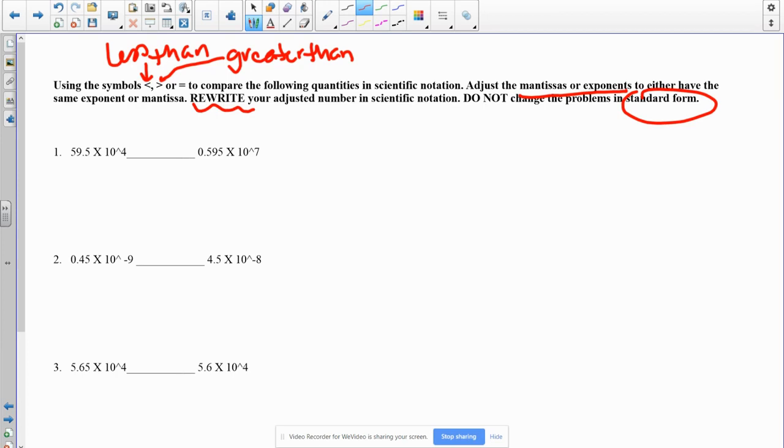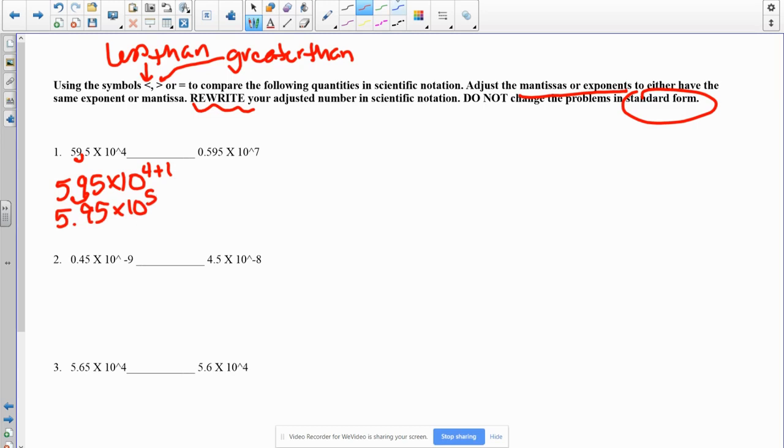So we're going to look at the first one, and I prefer having them as the same mantissas, or I should say in correct mantissa form, so my number is between 1 and 10. So this first one, I'm going to move this decimal over to my left to put it in correct scientific notation form. So it's going to become 5.95 times 10. Right now it's to the 4th, but I move that decimal over once to the left, which means I'm going to add 1. So this becomes 5.95 times 10 to the 5th.